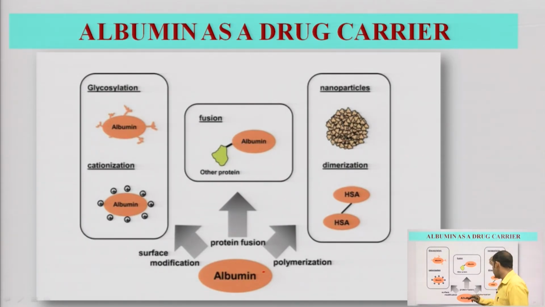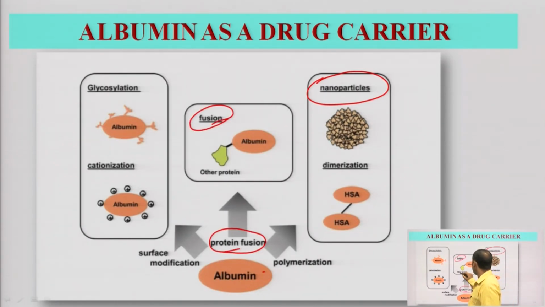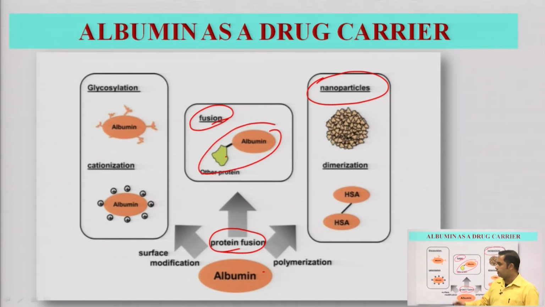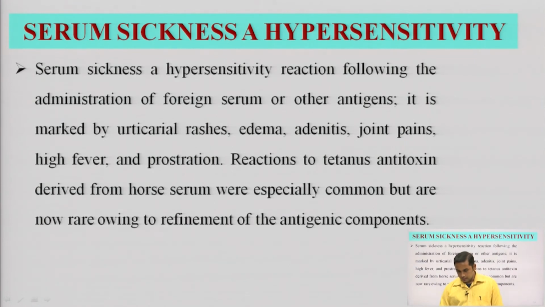How? For example, this is albumin. By polymerization you can do dimerization, you can make some nanoparticles. You can do protein fusion, so your protein and albumin both will mix and be fused. You can also use these as a carrier. If you want to inject some protein into a person's body, you can make a fusion and use this technique for drug delivery. In the case of surface modification like cationization or glycosylation, you can also use albumin. So, it can also be used as a drug carrier, and serum sickness as a hypersensitivity is very important.